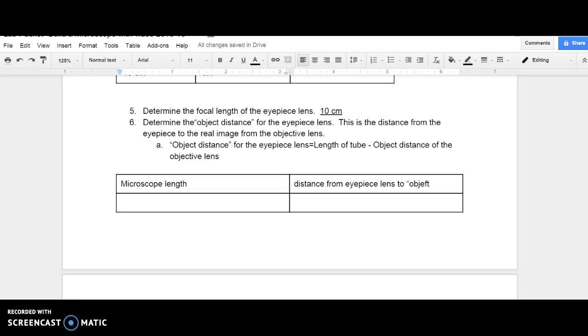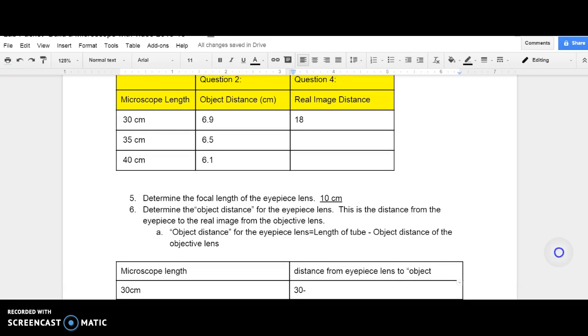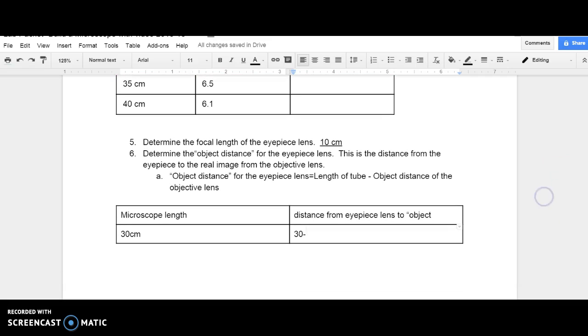So back on your lab, I decided to add this extra table. Microscope length and distance from the eyepiece lens to the object. Fix my typo. So for a 30 centimeter microscope length, we have 30 minus 18, which is the real image distance, which equals 12.